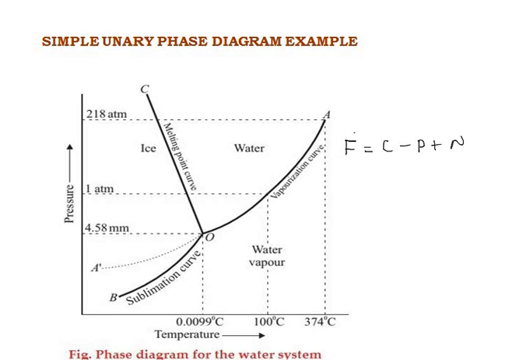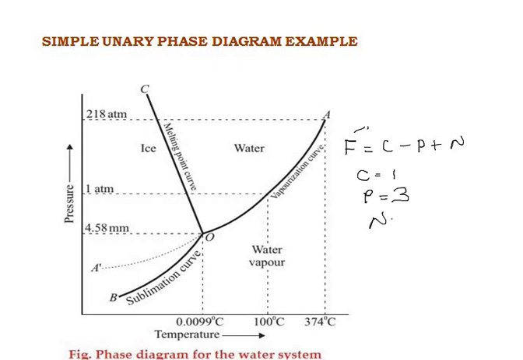So in this case, our F is our unknown variable, while our C is the number of components. And since this is a unary phase diagram, it contains only one component, which is water. So our C is 1. As our phase P, you can see our three phases. We have ice, solid, we have our water, liquid, and then we have water vapor, which is the gaseous or the vapor phase. So we have three phases.